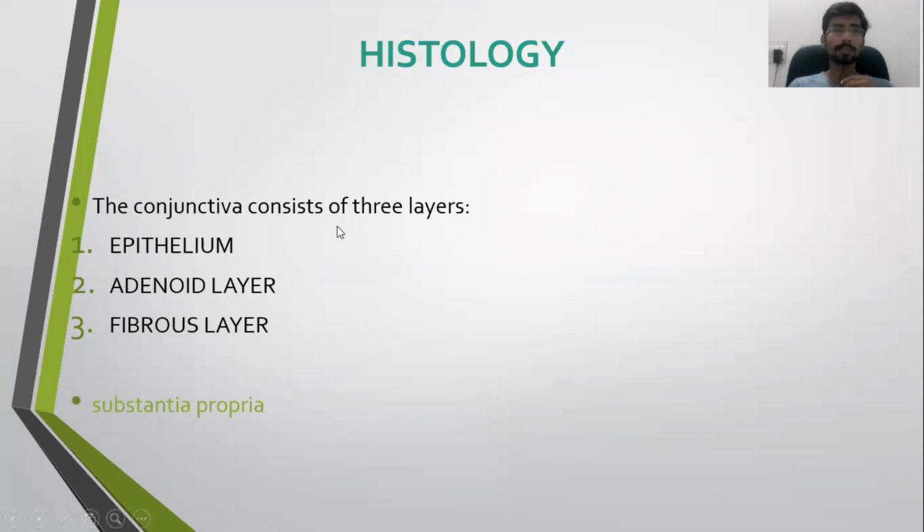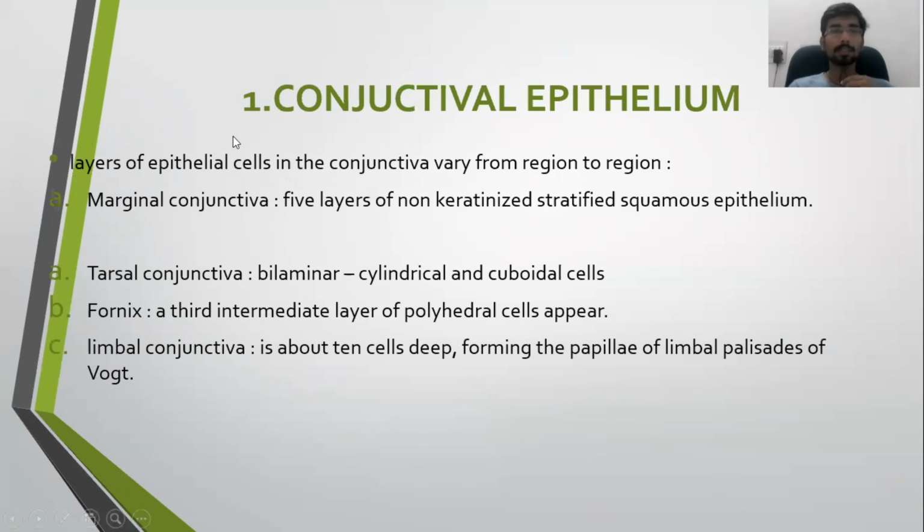Histology. Conjunctiva has three layers: epithelium, adenoid, fibrous layer. Conjunctival epithelium. So layer of epithelial cells in the conjunctiva vary from region to region. In the marginal conjunctiva, 5 layers of non-keratinoid stratified squamous epithelium is there, and in the tarsal, bilaminar, 2 layers of cylindrical and cuboid cells are there. And in the fornix, a third intermediate layer of polyhedral cells will appear. And in the limbal conjunctiva is about 10 cells deep, forming the papilla of limbal palisades of Voss.